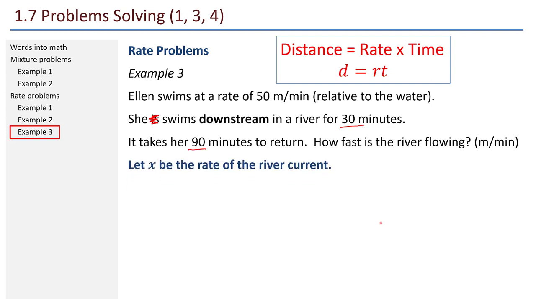So how about this? Let x be the rate of the river current. Do you think you might be able to figure this out? Distance equals rate times time. We use that again and again. Pause the video if you'd like. Think about it for a minute or two. Start up again when you're ready.